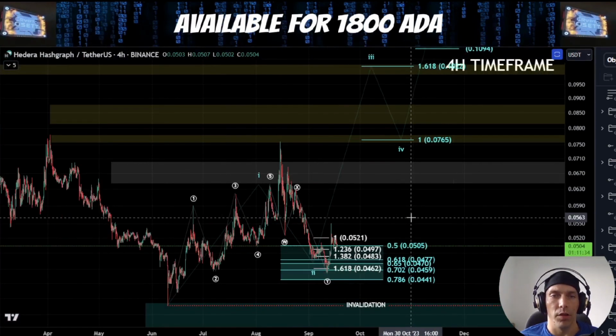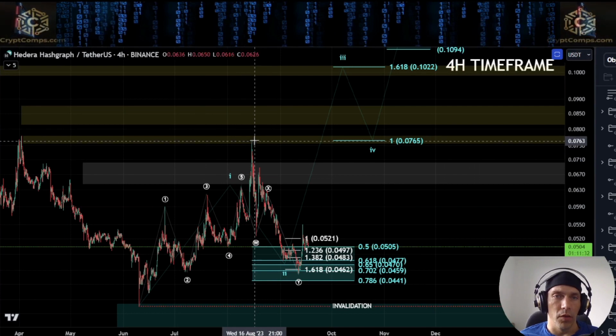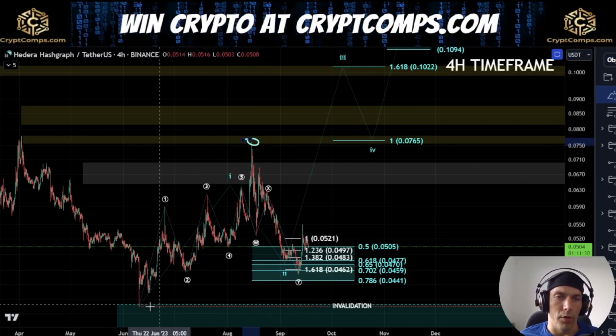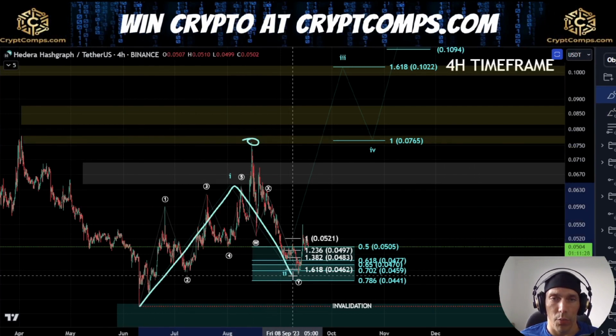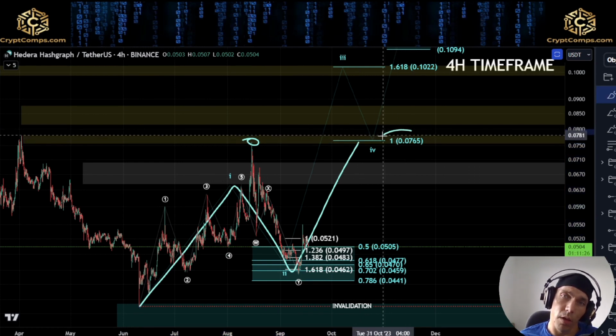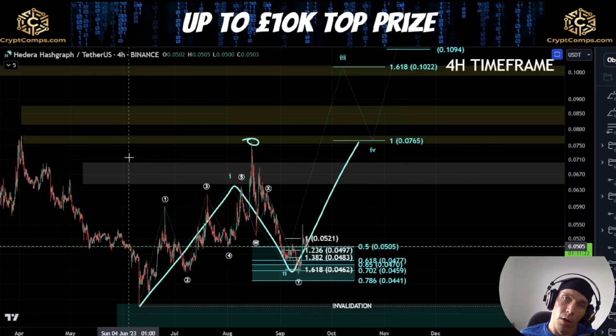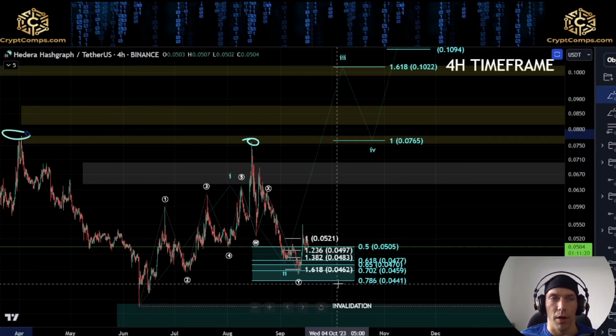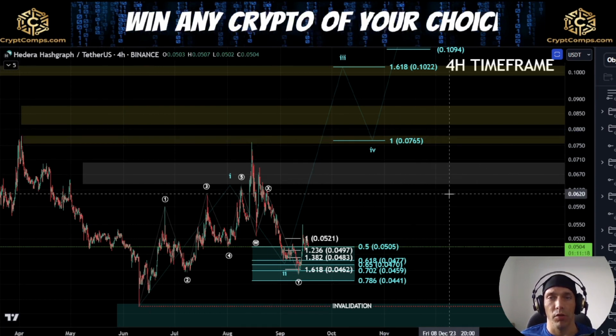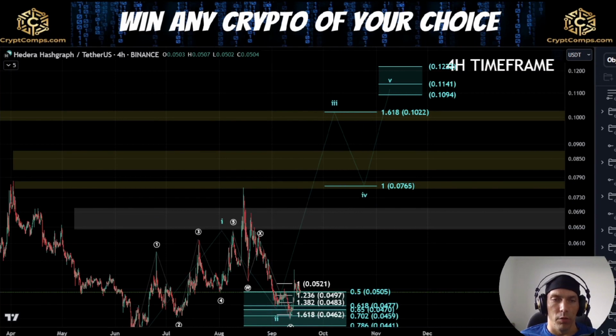Now, the targets would be slightly different here. This is why I'm saying if we do move up, I'm going to keep an eye on this high. If this is A, B, and we're looking for a C wave, the 1-to-1 target would actually be here at this 0765, which actually aligns with coming back up into this high as well, which would be quite an interesting area if we do see price look to move up.